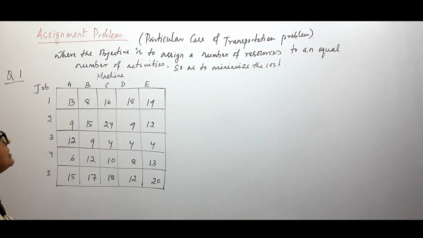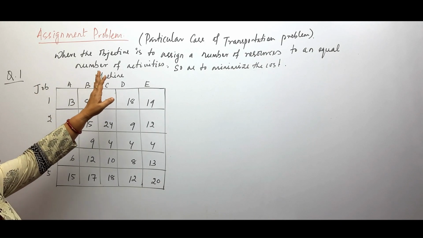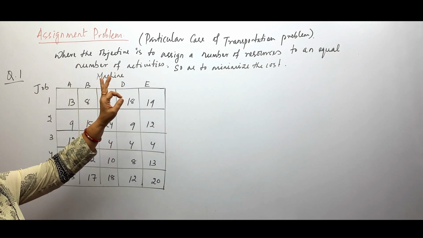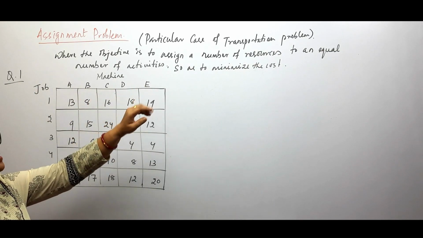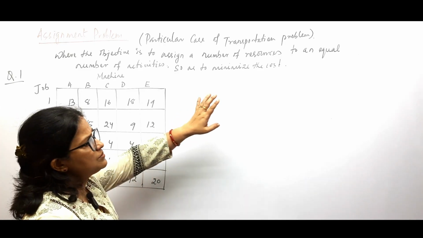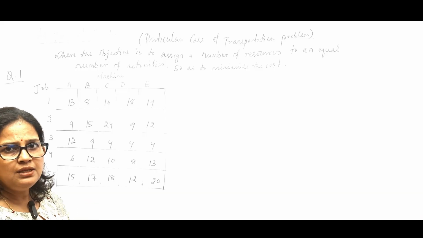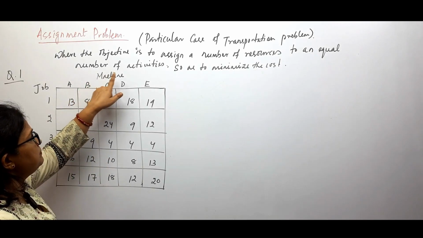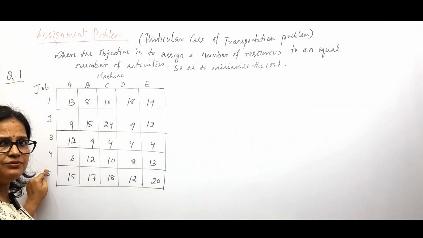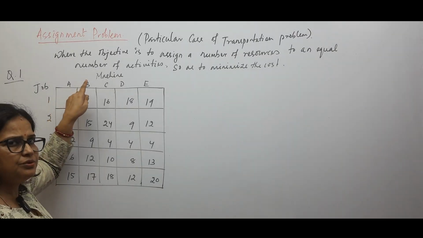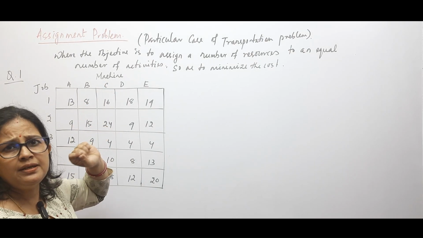So I have taken one example here. As we have all seen, I have written here: assignment problem is a particular type of transportation problem. The main objective is to assign the number of resources to an equal number of activities. Why is it said equal? It means if 5 machines are there and 5 jobs are there, then we have to assign each job to each machine. So that is the ultimate aim.